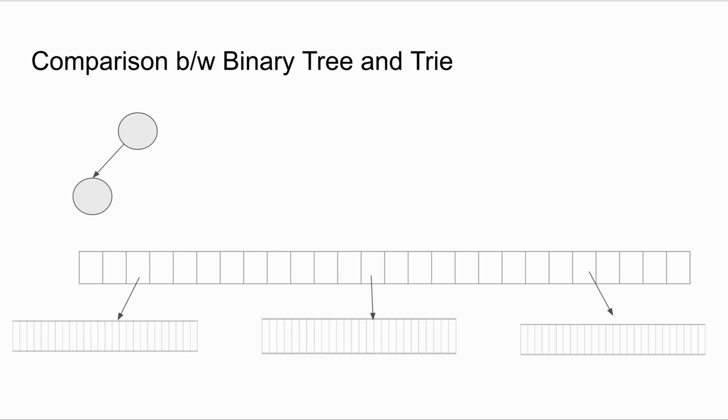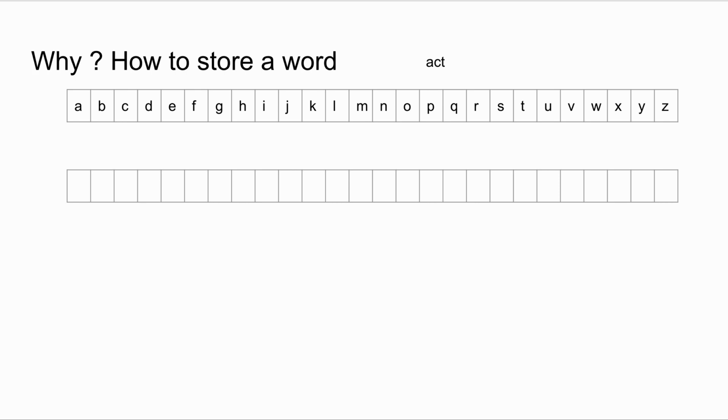But the next question is, why do we even want 26 children? What is the idea behind this? The idea is that each position of this array corresponds to a letter of the English alphabet. For example, this corresponds to A, the last corresponds to Z, and the second corresponds to B, then C and so on. So if you want to store any word, we can use this data structure. How, we will come to that later. But we can definitely store any word here.